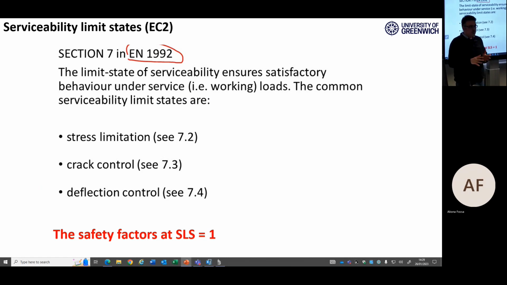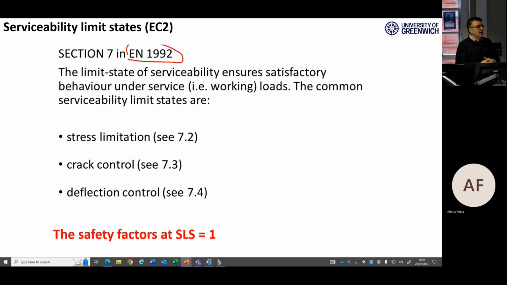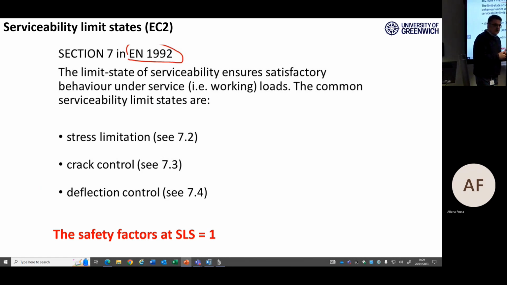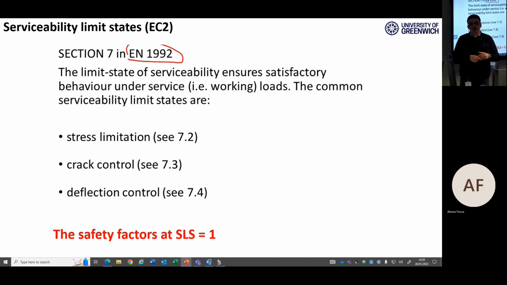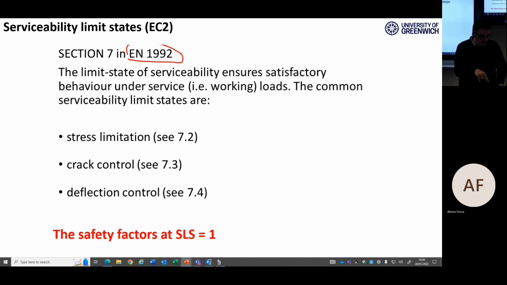Okay? No amplification factor. And the criteria in the code aims at complying with some regulations that ensure the structure works well in the day-to-day life of the structure in terms of, for example, vibration. If I walk on this floor, it shouldn't be so vibrant that the people in the lower floor feel I'm walking here, right? Otherwise, they're not comfortable.